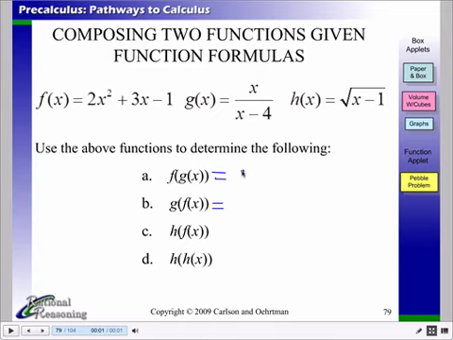I'll just give you a hint to get started. You're going to start by saying f of, and here you're going to start by saying g of, and then you're ready to go. Okay, so I'll take a lap for questions. Stop me if you've got a question.